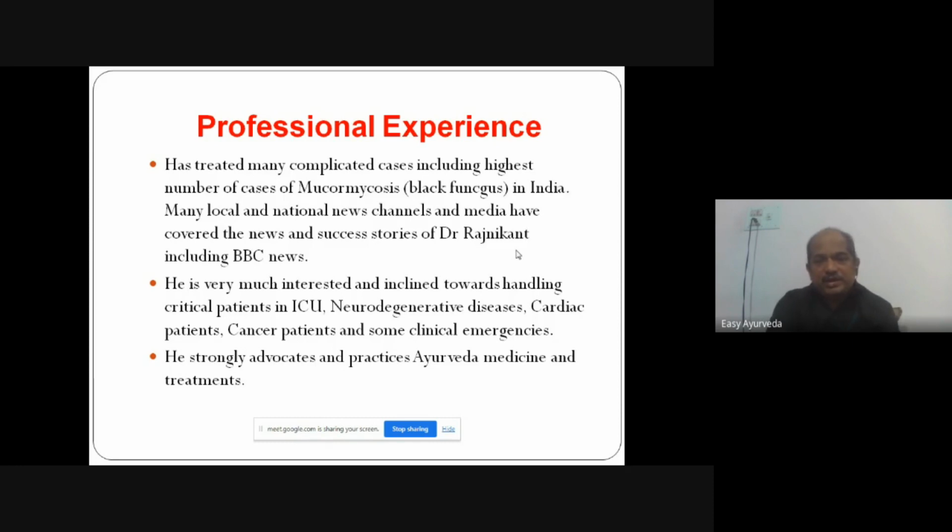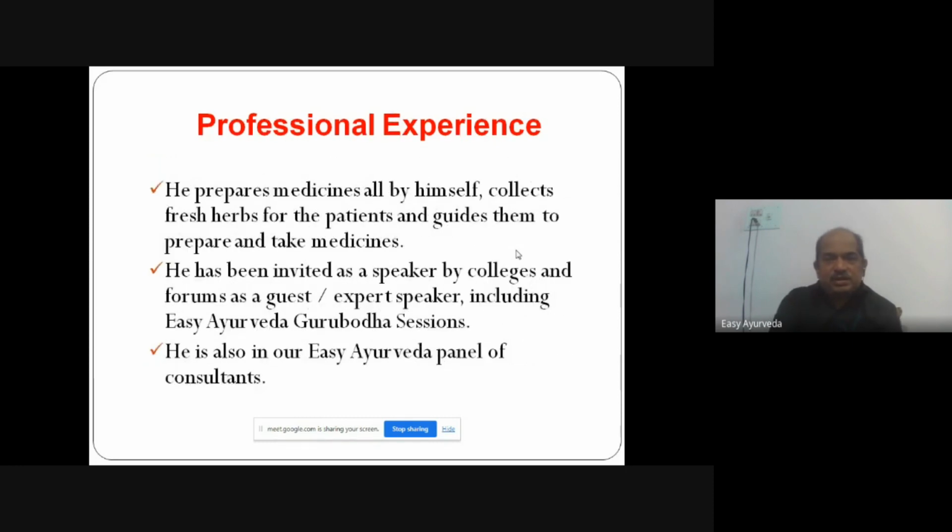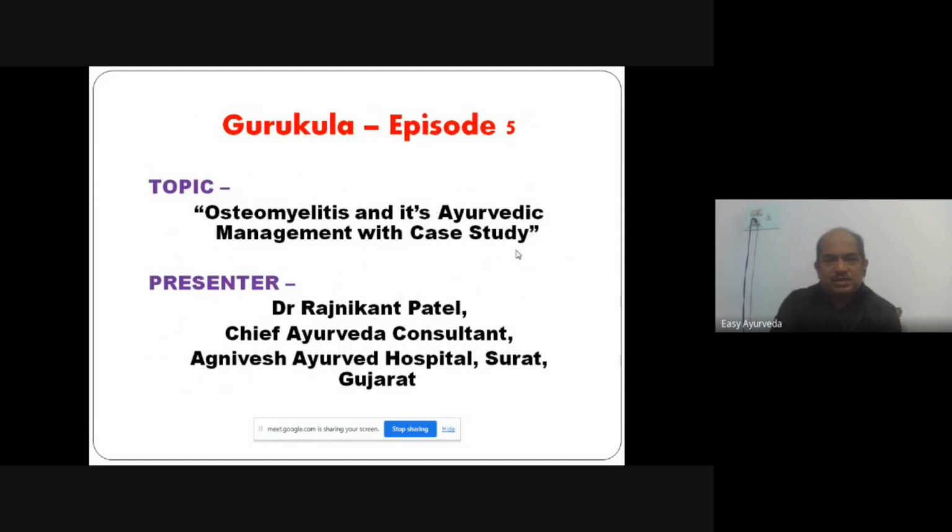He strongly advocates and practices Ayurveda medicine and treatments. Dr. Rajnikant also prepares medicines all by himself, collects herbs as and when needed for preparation of medicines, and also guides the patients therein. He's been invited as an expert speaker by many colleges and forums, including, as I already said, Easy Ayurveda Gurukula sessions. He has given a few very interesting presentations and is also in our Easy Ayurveda panel of consultants. So today's topic will be osteomyelitis and its Ayurveda management with successful case studies.